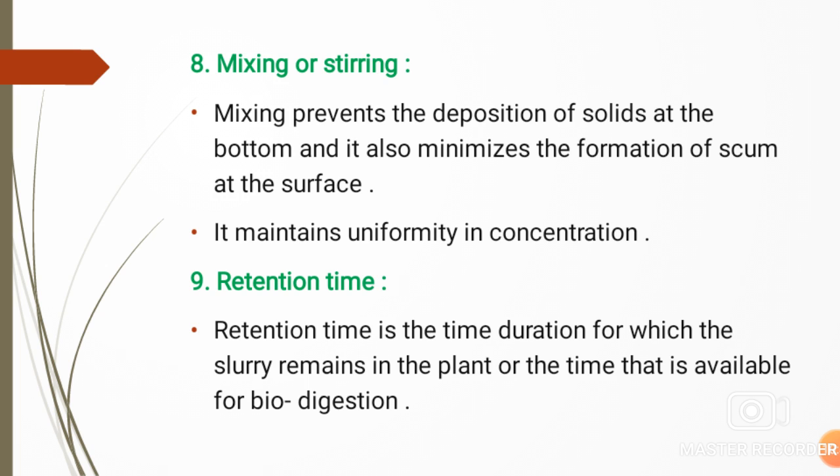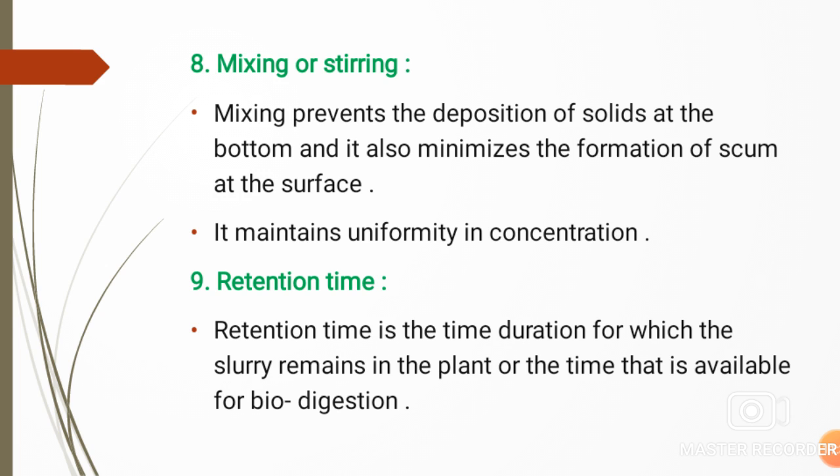In this slurry there is a solid material and after some time it gets deposited at the bottom. When we use an external stirrer, this solid material does not deposit at the bottom, so the concentration will be uniform. It maintains uniformity in the concentration. The stirrer helps to break the scum at the surface and also prevents the deposition of the solid material at the base of the plant or at the base of the digester.